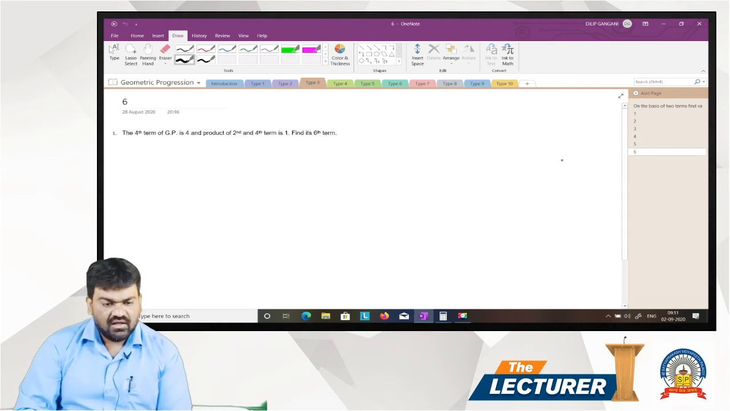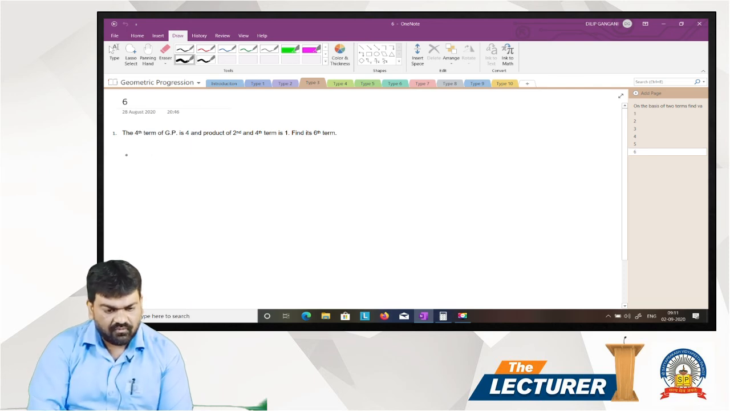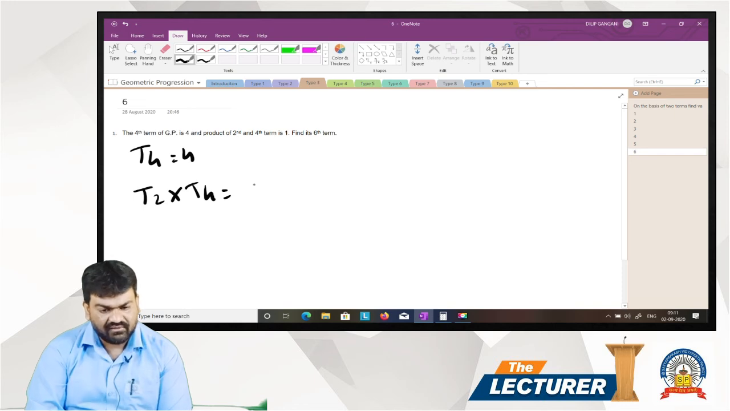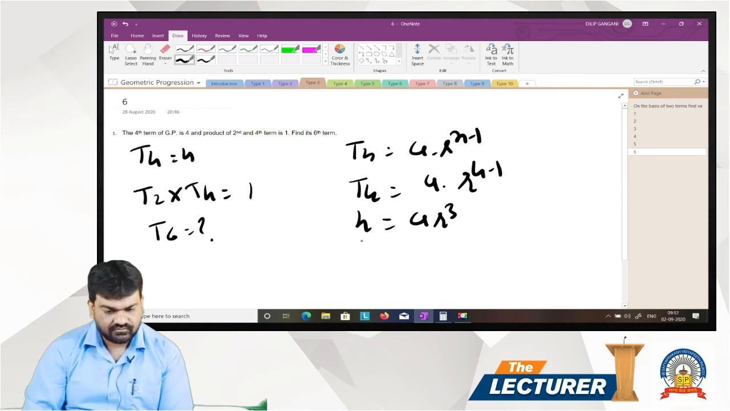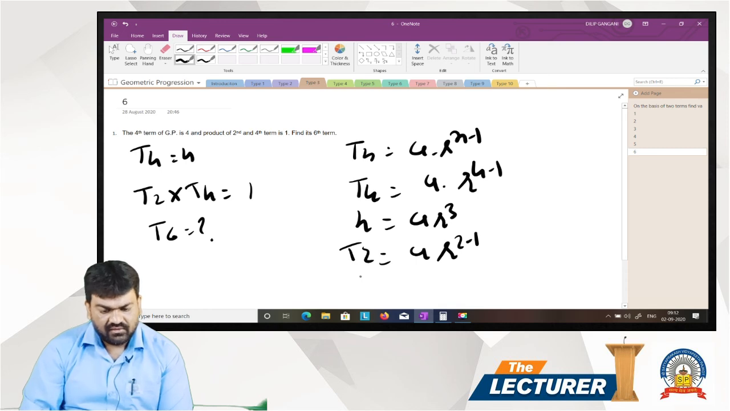Last of this type: the fourth term of GP is 4 and product of second and fourth term is 1. Fourth term, that is T4, is equal to 4, product of second and fourth term, that is T2 multiplied by T4 is equal to 1. Find its sixth term. Tn is equal to A R raised to n minus 1. T4 is equal to A R raised to 4 minus 1. 4 is equal to A R cube. T2 is A R raised to 2 minus 1, T2 is equal to A R.